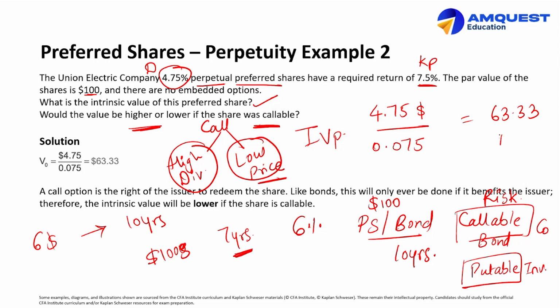If it was a puttable bond, then you are having the benefit. You can return the bond to the company anytime you want. So if it's a puttable bond, your dividend will be lower and the price will be higher, because people will be ready to pay a premium in order to buy this kind of share or bond, because you will be able to return it to the company whenever you want and you will take back your money. Is this clear?